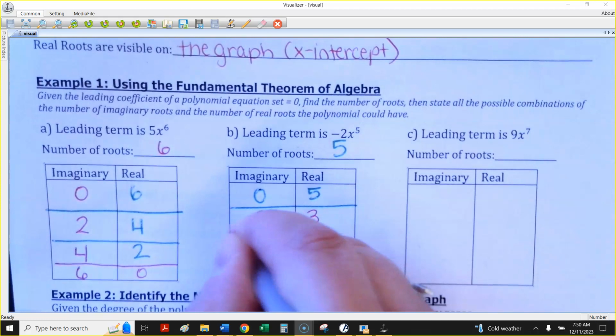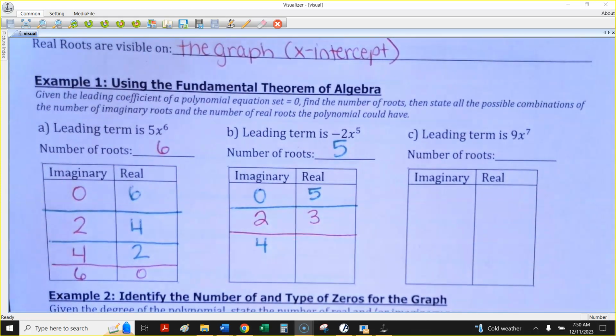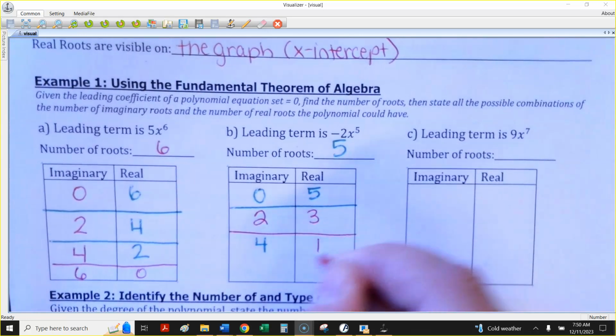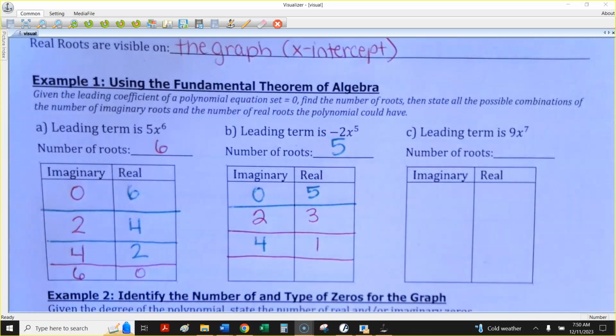Now, I could have 4 imaginary. Then how many real ones would we have to have? 1. Okay. Could I have 6 imaginary? No, because that would be too many. So those are the only 3 options that could appear for that situation.